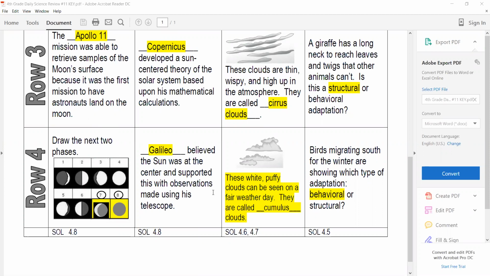Galileo also believed, he kind of built upon Copernicus's ideas, and he also believed that the sun was the center, but he used a telescope and made observations. The puffy white clouds that you see on a fair weather day, those are cumulus clouds. And then birds migrating south for the winter, that's behavior, right? Those are your actions, your behavior.